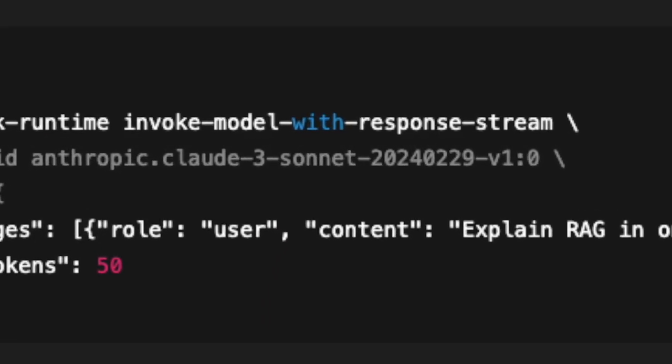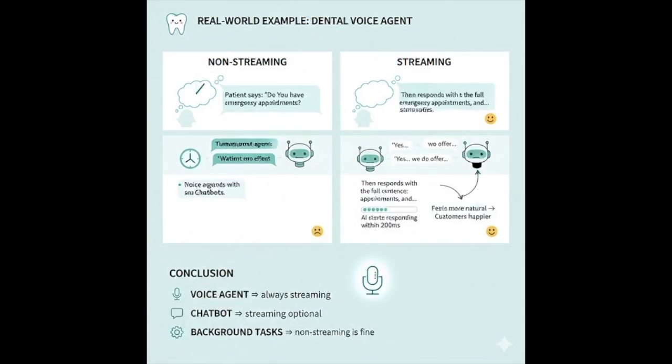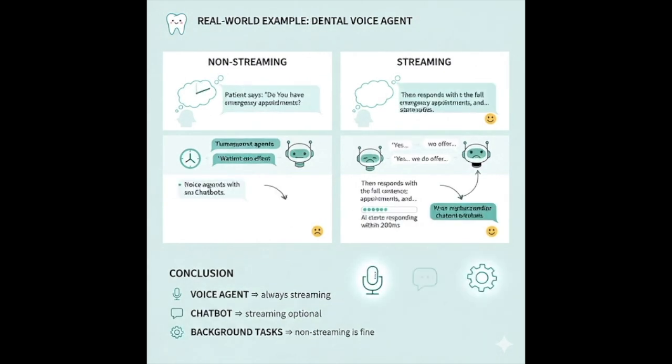8. Streaming versus non-streaming, waiting versus talking. Now the experience question. In non-streaming, you wait. The model finishes the full answer, then sends it back. Simple, reliable, good for batch jobs. In streaming, the model talks as it thinks, token by token, word by word. That's what makes voice agents feel alive. If the exam says real-time, low latency, or voice, streaming wins instantly.